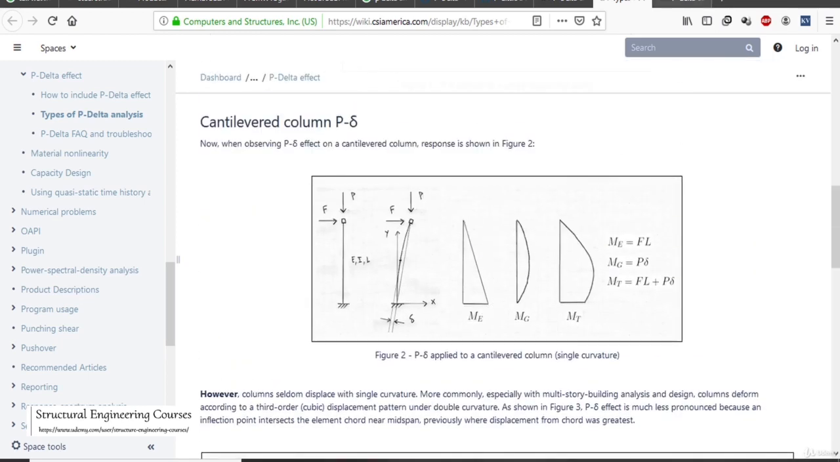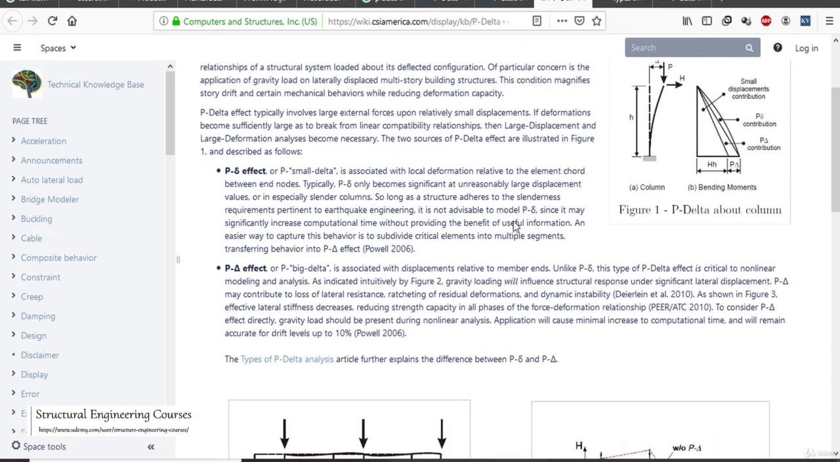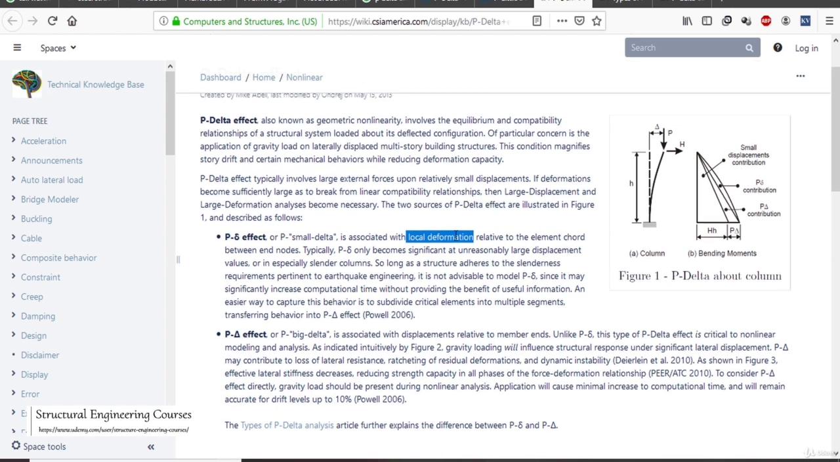So we can see that this is the M_e value, this is the bending moment due to capital delta, and this is the bending moment due to small delta here. So here we can see that the P small delta effect is associated with local deformation. That is also a very good term to remember: what exactly do you mean by the P small delta effect? That is when we are referring to the local deformation relative to the element chord between end nodes.